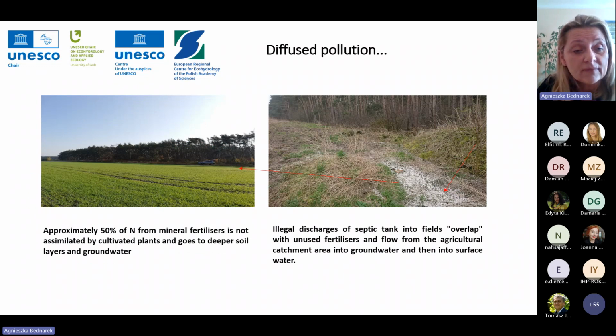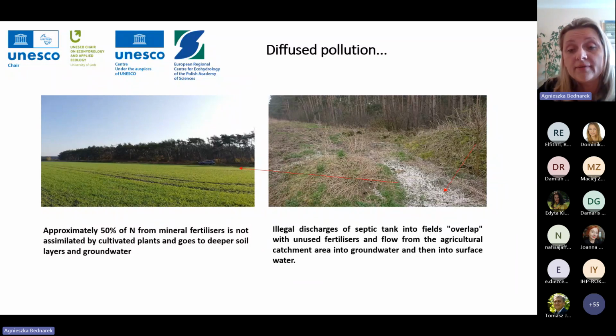Approximately 50% of mineral fertilizers are also not assimilated during the vegetation season by cultivated plants. And this load of nitrogen also goes to the deeper soil and to the groundwater.